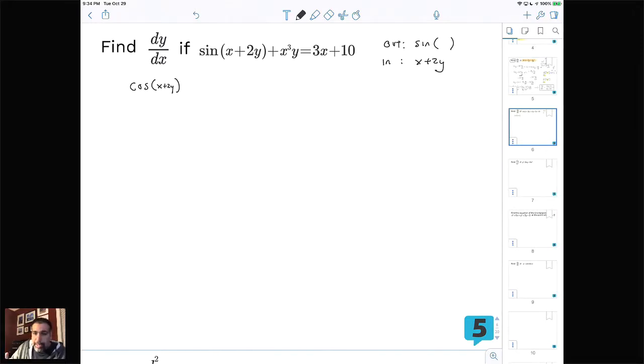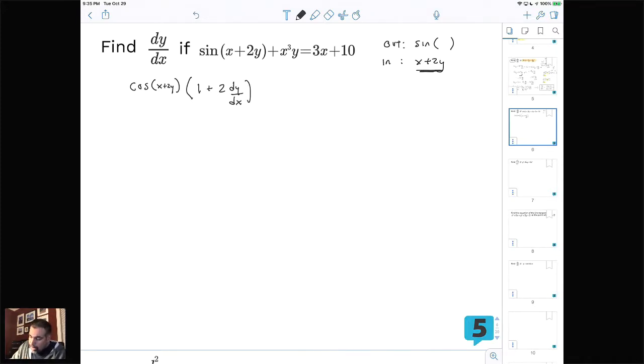And now this is one place where you've got to be careful. Whatever the derivative of the inside is, we've got to take and multiply by what we just found. So I'm going to open up a new set of parentheses, and now I'm taking the derivative of x plus 2y. Well, the derivative of x, that's 1. x is our independent variable, so that's going to work just fine. And the derivative of 2y, well, that's going to be 2 times our dy over dx, because every time we take the derivative of y, we're going to get dy over dx. So there is the derivative of that first term.